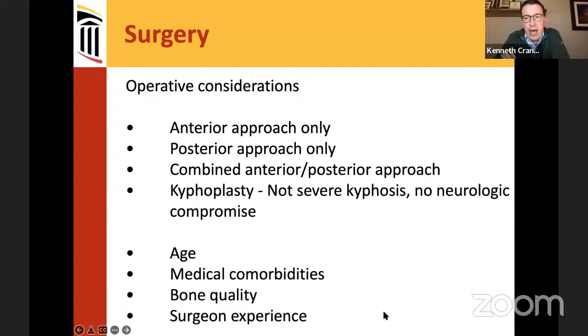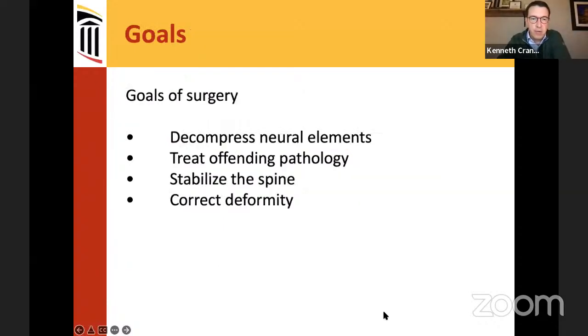My background and training prepared me to tackle these problems from a mostly posterior only approach, or even accessing the anterior column through a posterior approach. But some people may have more experience with an anterior approach and therefore feel more comfortable performing those procedures. So that's what we're going to talk about today, is more of a posterior only approach for these problems.